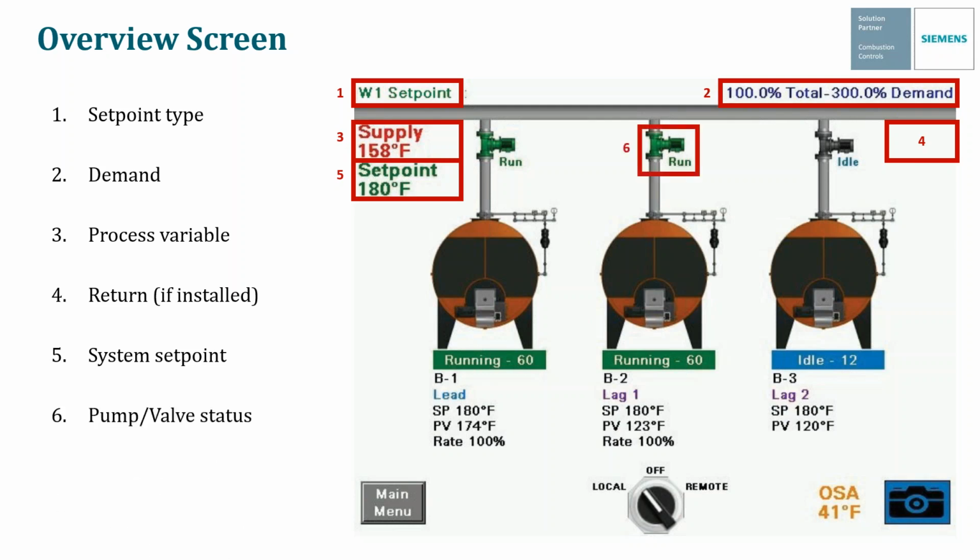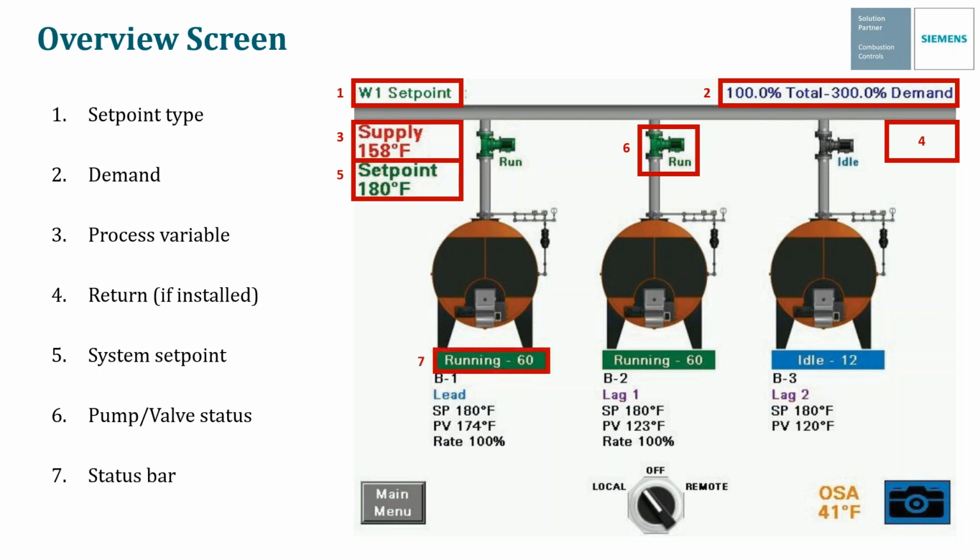We also have pump and valve status shown here on the screen. So if you optioned on the pump or valve control in the system setup, you would see this icon here that tells you whether or not the pump is running or it's in idle. You can see in boiler 1 and boiler 2, the pumps are on and running, and in boiler 3, the pump is off or it's idle because the boiler is not being commanded on.